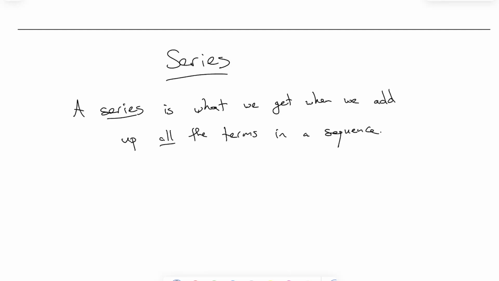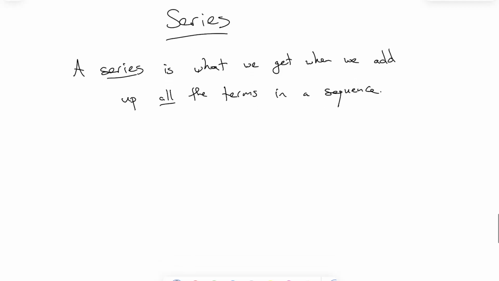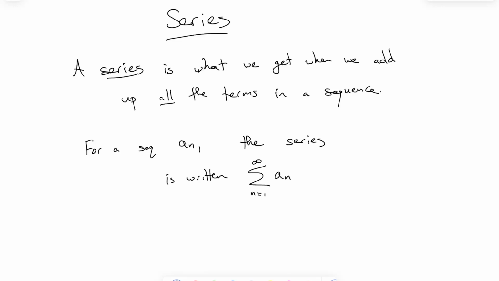This is a series. Since every sequence is just a list that goes on forever, that means that every series is an infinite sum, right? Because I'm adding up all the terms in a sequence, and a sequence has infinitely many individual terms in it. We're adding them all up. So every series looks like an infinite sum. So this is written for a sequence an. The series is written the way you would expect. It's written like that. Sum n equals 1 to infinity of an.